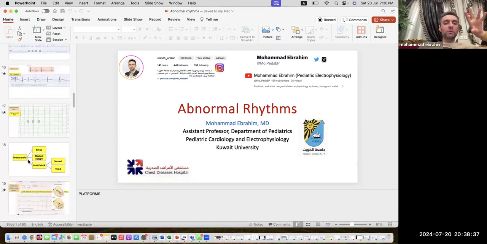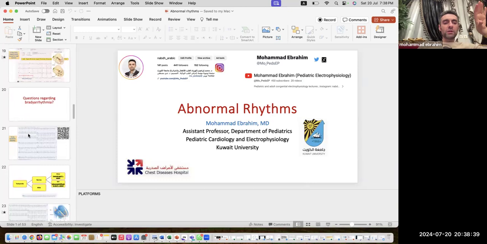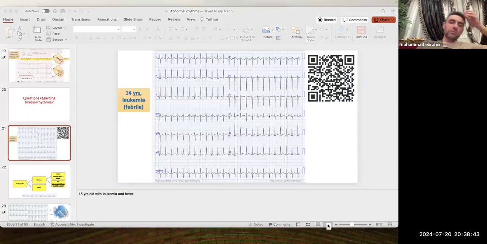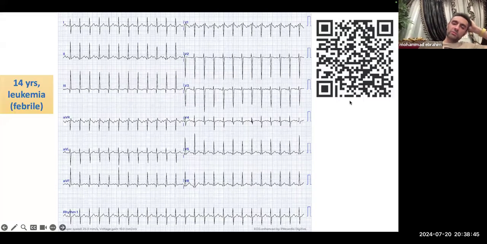Anyway, we talked about bradycardia already. If I will not talk about bradycardia, we'll talk about tachycardia today, okay? So we'll start. This is the first. Don't worry about the QR code because we want to just keep going.